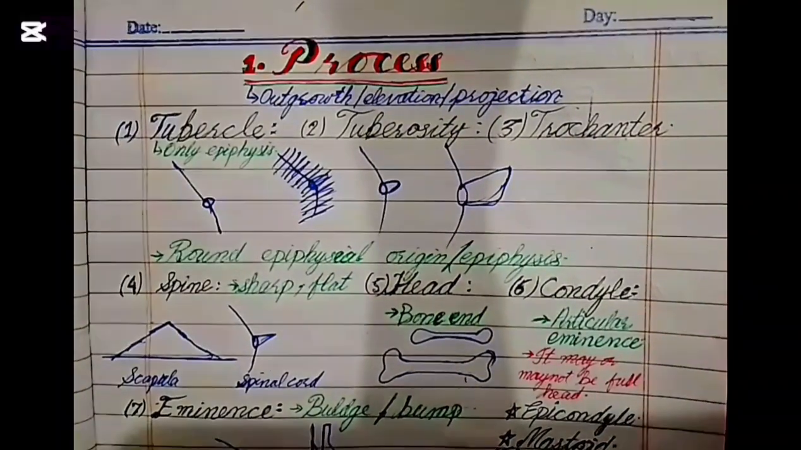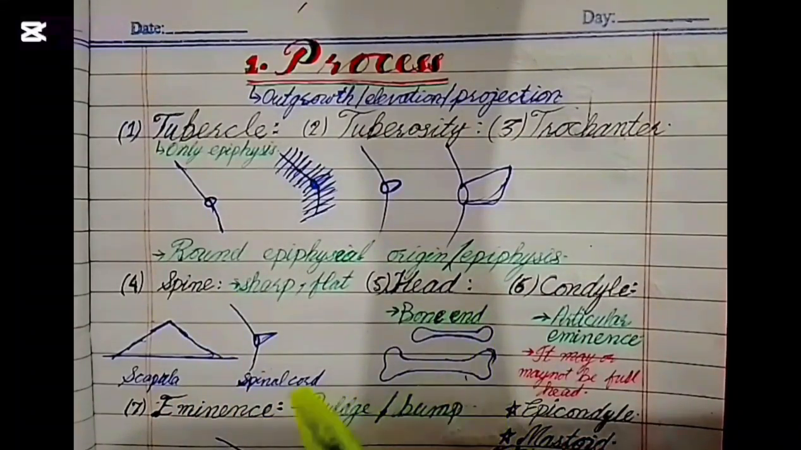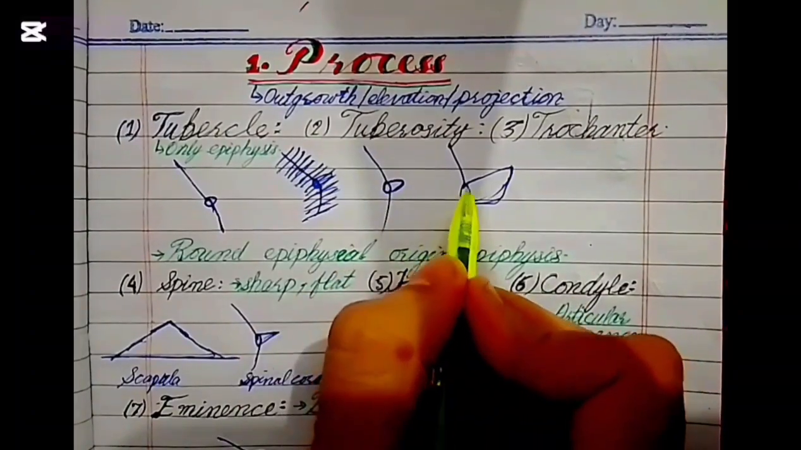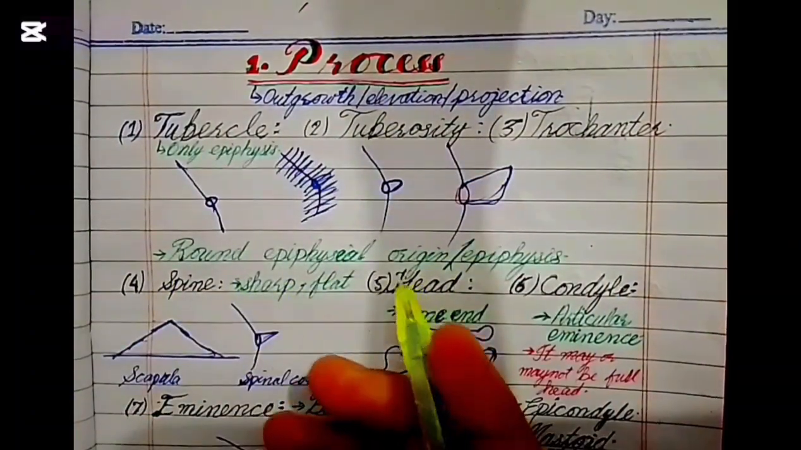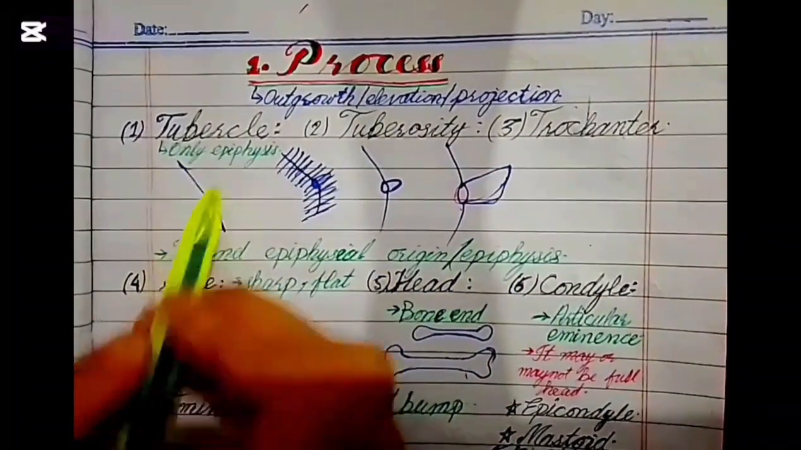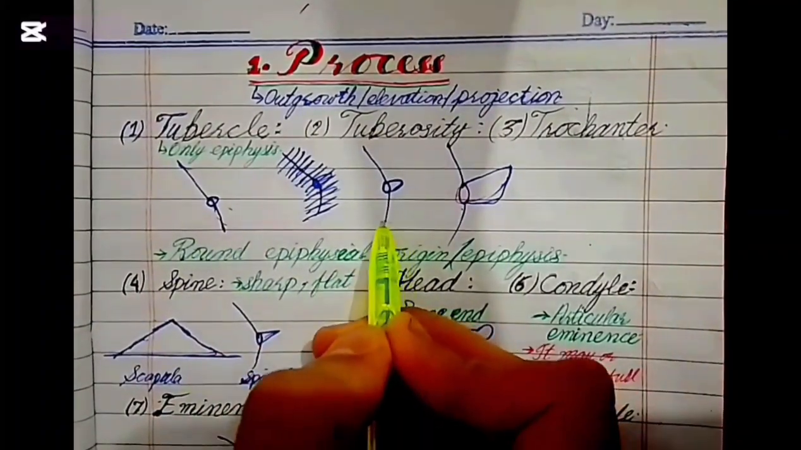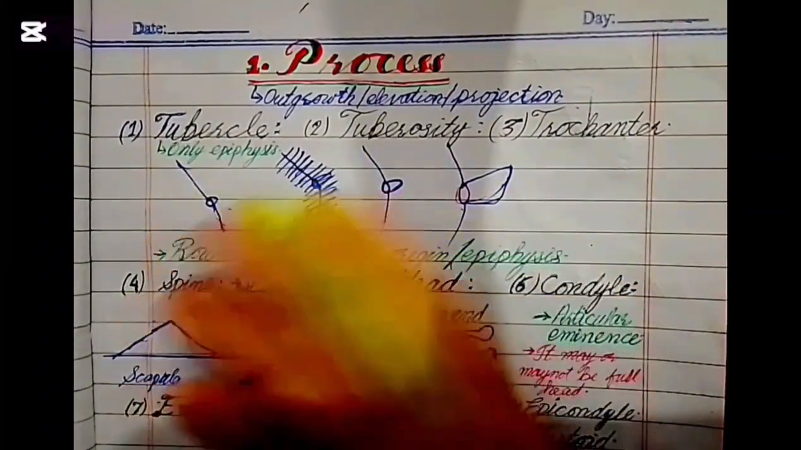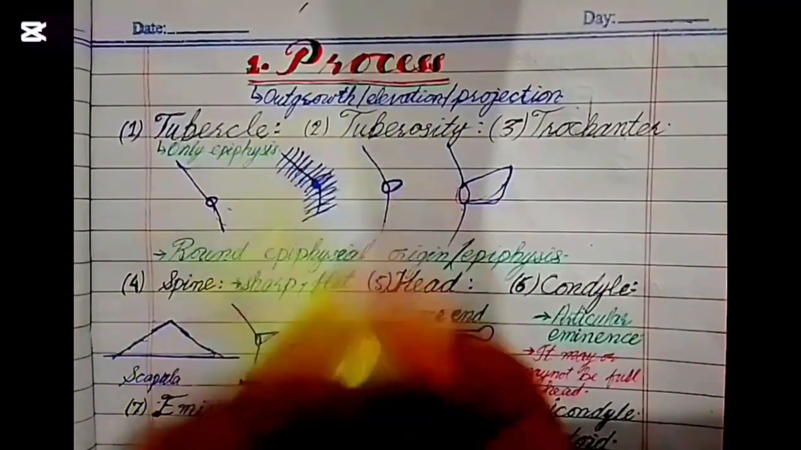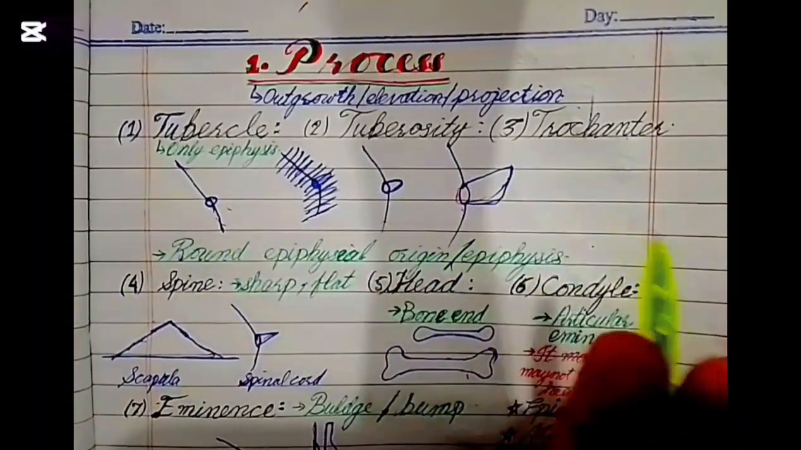Tubercle, trochanter and tuberosity, these three have a rounded epiphyseal origin, or epiphyses. As we look at the bone, there are epiphyseal origins on the bone, so they all have a rounded epiphyseal origin. So what's the difference between these three? They differ only on the basis of size. The tubercle is very small, tuberosity is larger than tubercle, and trochanter is much larger than tuberosity. So trochanter is the largest and tubercle is the smallest, and they are also divided on the basis of shape. They may have different shapes.